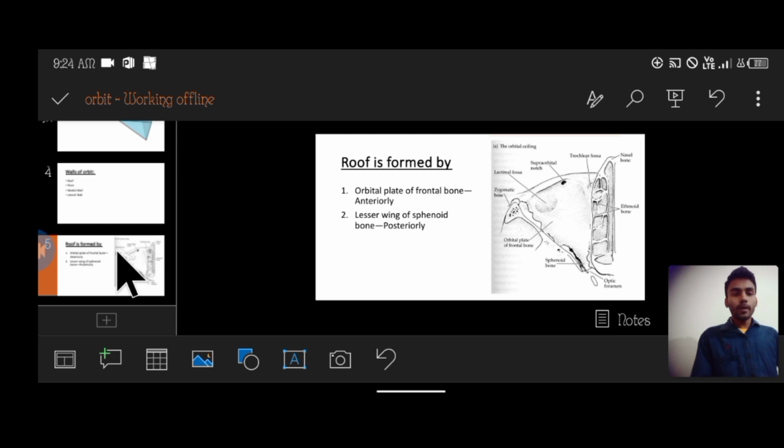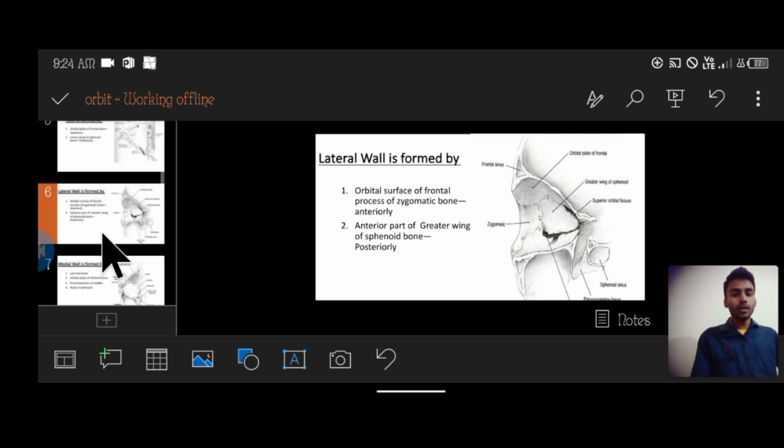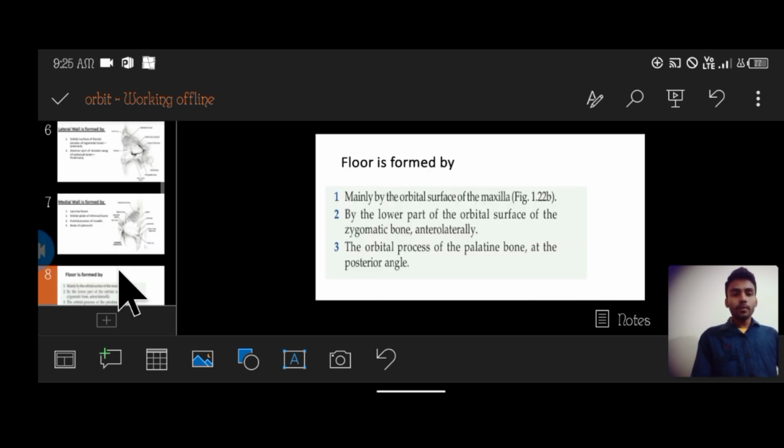The roof is formed by the frontal bone anteriorly and sphenoid bone posteriorly, mainly the lesser wing of sphenoid. Then this is the lateral wall, which is formed by the zygomatic bone anteriorly and greater wing of sphenoid bone posteriorly. This is the medial wall of the orbit, which is formed by the lacrimal bone, ethmoid bone, frontal process of maxillary bone, and body of sphenoid. And this is the floor of the orbit, which is mainly formed by the orbital process of the maxillary bone, anterolaterally by the zygomatic bone, and posteriorly by the palatine bone.